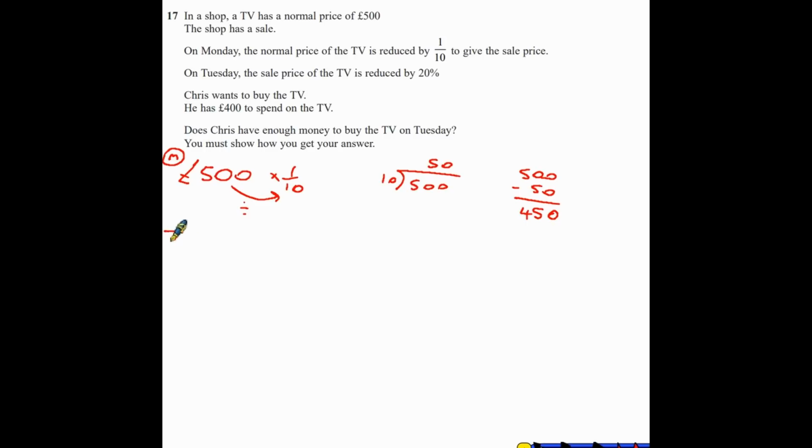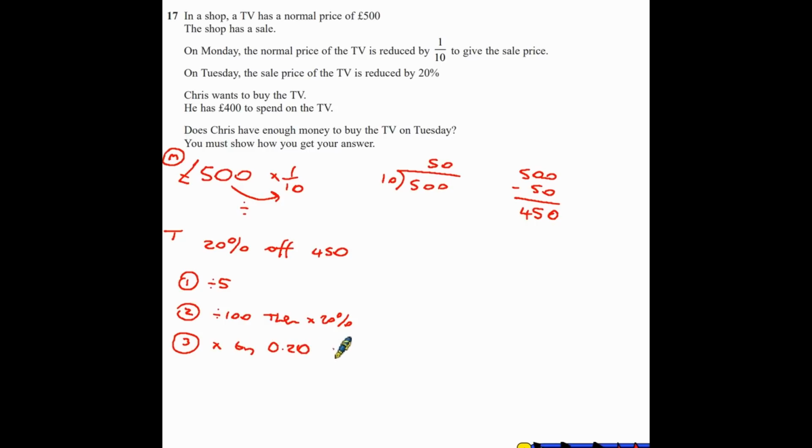On the Tuesday, we are then told that we need to take 20% off the sale price of £450. There are a number of ways that you can go about this. One, to find 20%, all you need to do is divide by 5. You could, if you like, divide by 100 to find 1% and then multiply by 20 to give you 20%, or you could simply multiply by 0.20. Any of these methods will give you the same result.